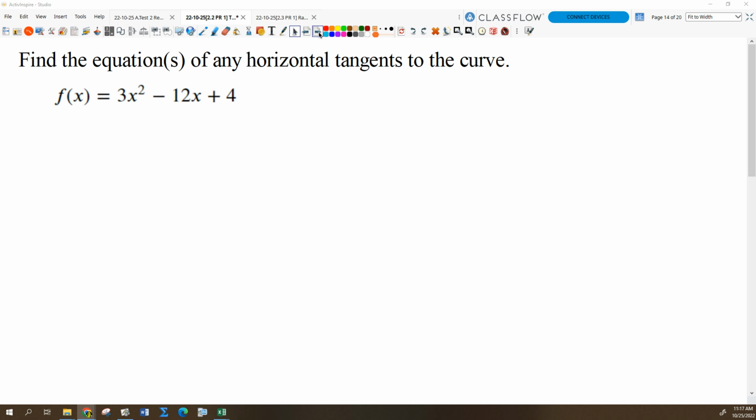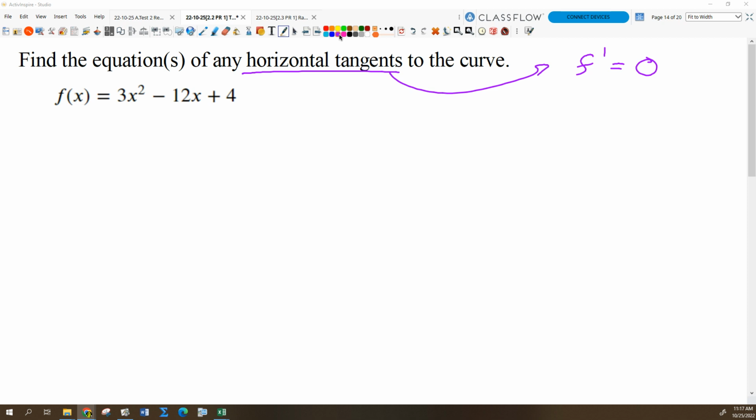Okay, find the equations of any horizontal tangents to the curve. Now this would have taken us a little while to do a week ago. We can do this really quickly now though, right? So what do we mean by horizontal tangents first of all? That's code for what? What's going on with a horizontal tangent line? Slope is 0. Yeah, okay. So horizontal tangents means that f prime equals 0, right? The slope is equal to 0.